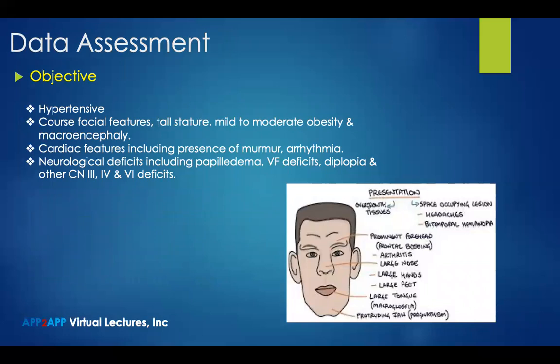Objective findings, including generally these patients are found to be hypertensive. They have very coarse facial features, tall stature, mild to moderate obesity, and macrocephaly. So if you look at this cartoon over here, you have overgrowth of all tissues. And so you have the prominent forehead with frontal bossing. You have arthritis, very large nose, large hands, feet, large tongue, and even the lips can become very enlarged as well. Cardiac features, including the presence of a murmur and or an arrhythmia, and multiple neurological deficits, including papilledema, visual field deficits, diplopia, and other cranial nerves 3, 4, and 6 deficits.